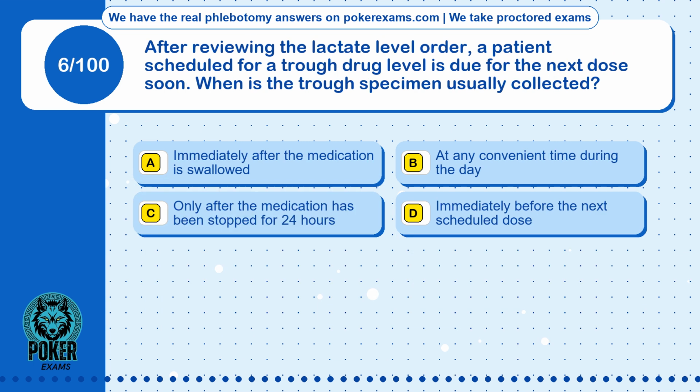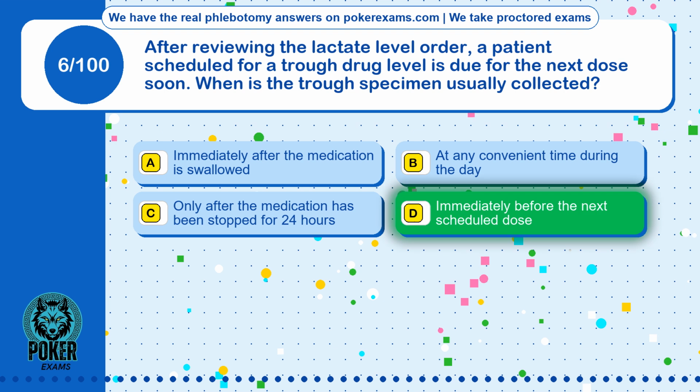Question 6. After reviewing the lactate level order, a patient scheduled for a trough drug level is due for the next dose soon. When is the trough specimen usually collected? Option A, immediately after the medication is swallowed. Option B, at any convenient time during the day. Option C, only after the medication has been stopped for 24 hours. Option D, immediately before the next scheduled dose.